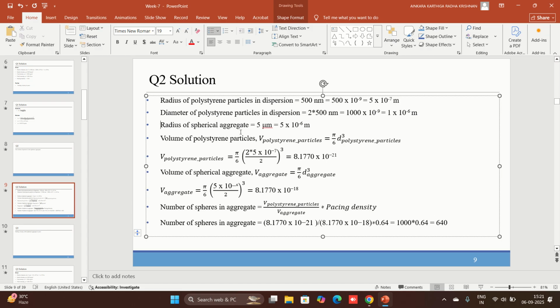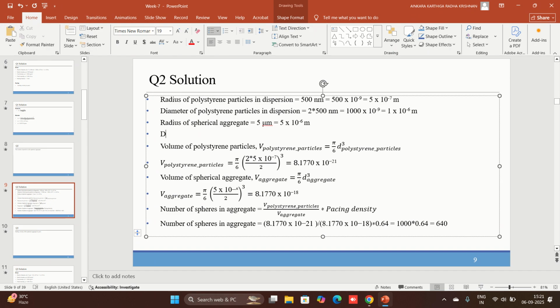Now the radius of the spherical aggregate is 5 micrometers. Now again we will calculate the diameter of the spherical aggregate. The diameter of the spherical aggregate is 2 into 5 micrometer, and it is 10 into 10 power minus 6, or 1 into 10 power minus 7 meter.